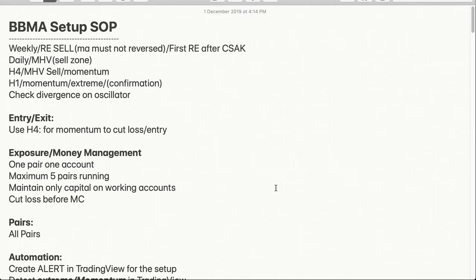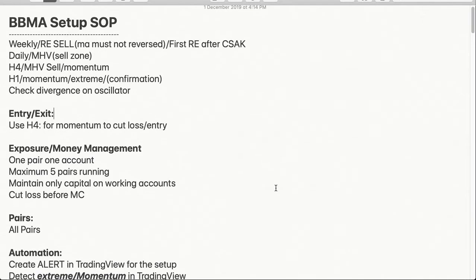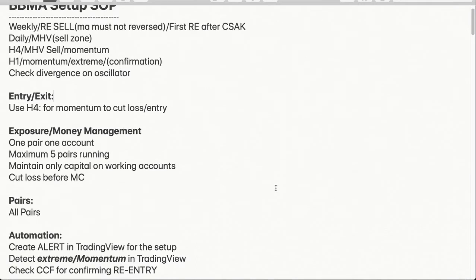Okay, so trade management and money management, we trade one pair in one account. We allow 5 pair or 5 trade running at the same time. We maintain only the capital in our working account. We withdraw all our profit by the weekends and we always cut loss before MC. We trade all pairs, however we focus on the less volatile pair to trade. We use automation. We create our alert on TradingView for the setup. We use the custom script to detect extreme momentum and re-entry in TradingView.